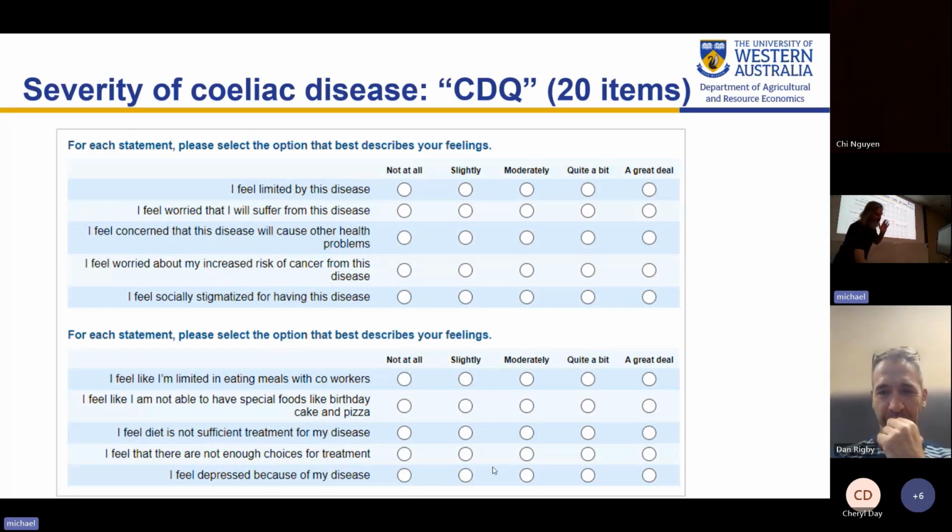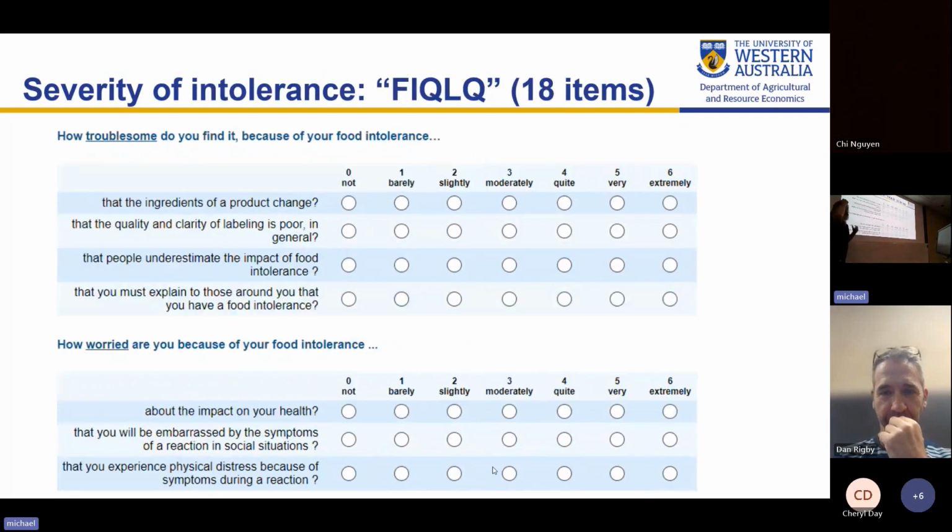So again, high scores on that, it's a big impact on you. And this is the one for FIC. Again, there's 18 items, a different panel of stuff. Are you worried that the ingredients of a product are going to change? About the impacts on your health, embarrassed by reaction in social, whatever it might be. So we get these big banks of questions which they ask, which have been standardized and set up.